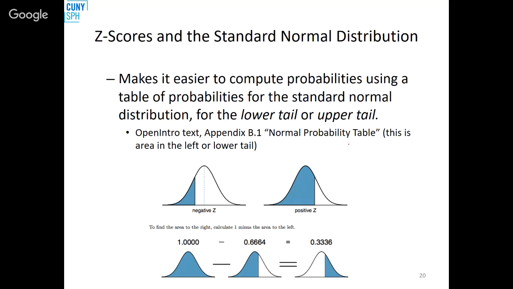There is a table in your textbook, Appendix B1, called the normal probability table, and it gives areas in the left tail. It has nice graphics in that rather than just telling you these are left tail probabilities, it gives you a little picture showing you what the area is that it's giving you in the table. So for negative values of z, it looks like this.